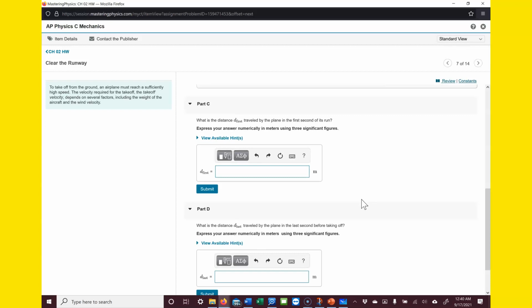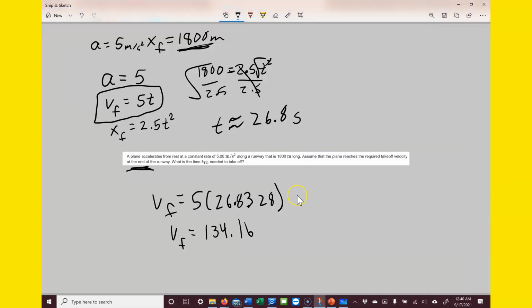Part C, what is the distance traveled by the plane in the first second of its run? All we've got to do is say x_f equals 2.5 times 1 squared. So that's going to be just 2.5. Simple enough.